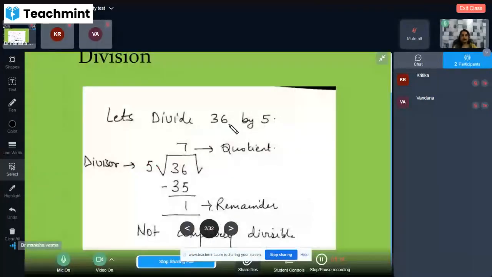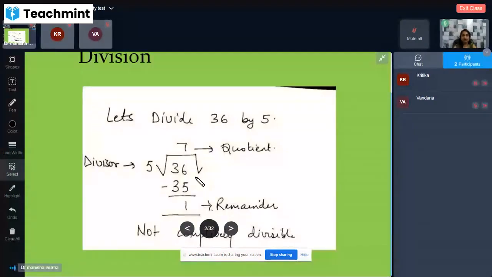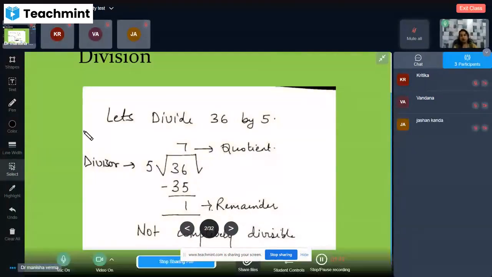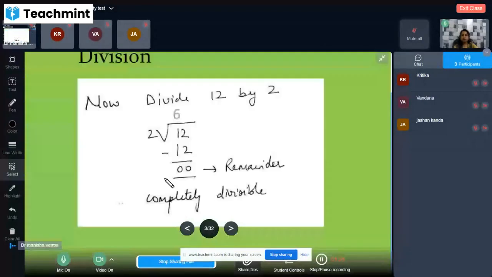Now let's divide 36 by 5. We need to use the traditional method of division for this, where we place the dividend and use the divisor to see that 5 7s are 35, minus, the remainder is 1. That means this 36 is not divisible by 5, right? Next we move on to 12. 12 divided by 2. The answer is 6 and the remainder is 0. That means this is completely divisible.